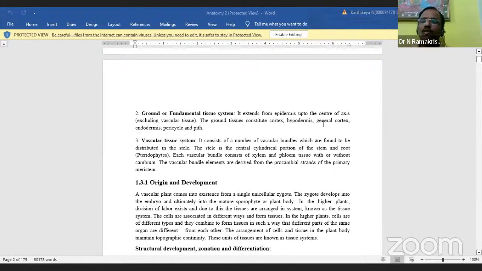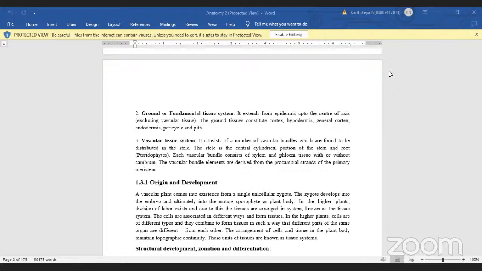Yes. Cortex means below the epidermis. So when we are looking at the section cutting, below the epidermis. So here I am showing this diagram. Which one here? This one actually. Below the epidermis, above the stele.